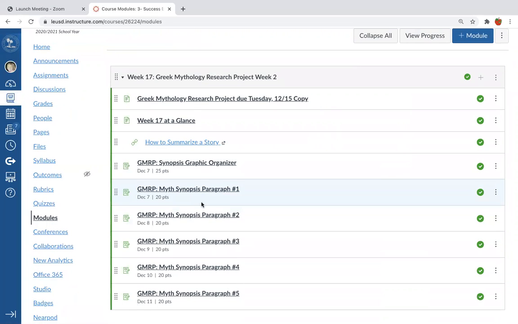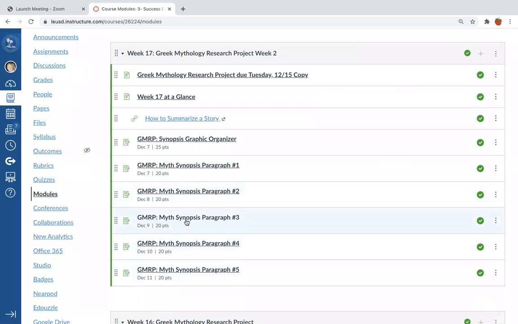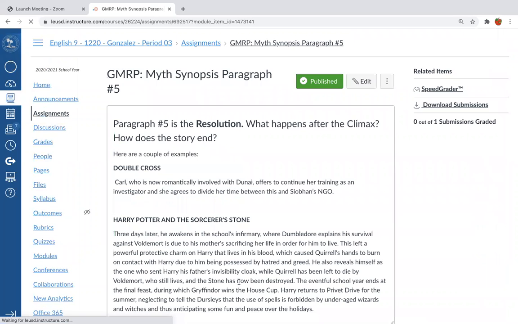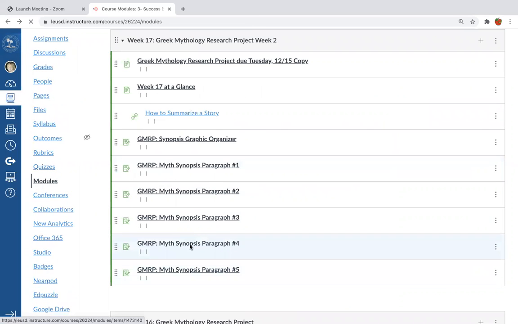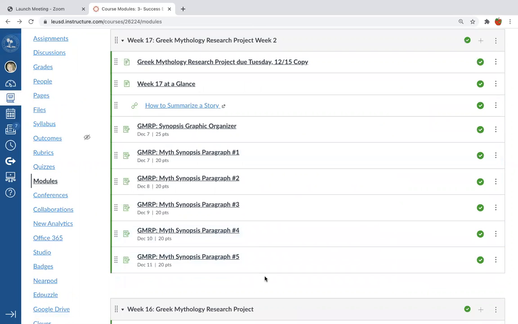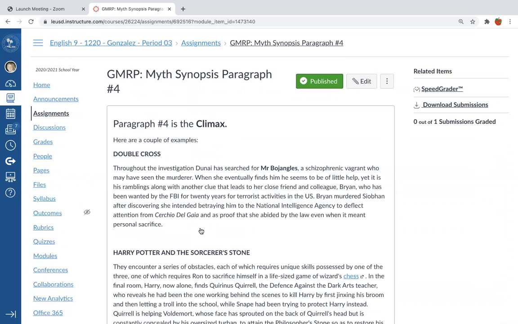Okay, so today you guys should be working on your last paragraph of your synopsis. So let's go ahead and look at the sample. Oh, wait, I'm sorry. Today's the fourth paragraph. All right. Today should be pretty easy as far as figuring out what goes in it. It's your climax. Like, what's the big thing?